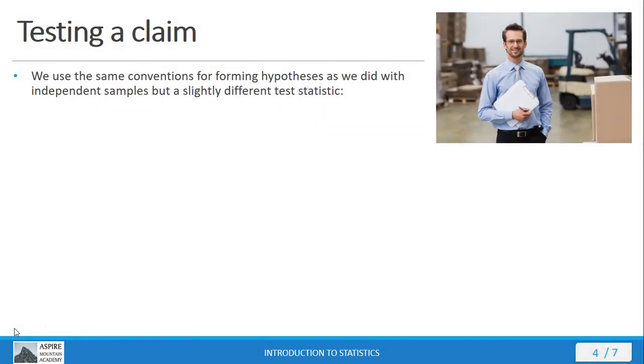To test a claim, we're going to use the same conventions that we've always used with hypothesis testing. But notice our test statistic is slightly different. So here's our test statistic, d bar minus mu sub d over the fraction s sub d over the square root of n. So slightly different test statistic using those variables that are specific to paired data.